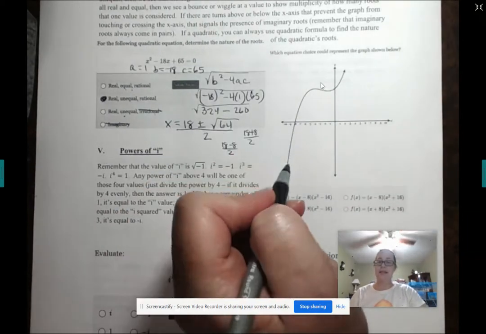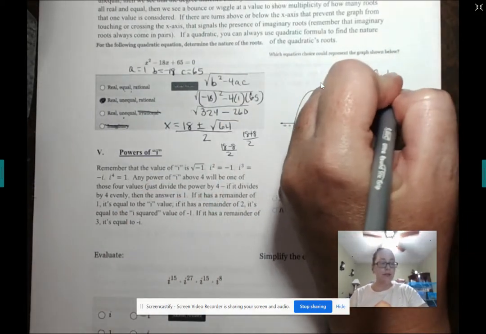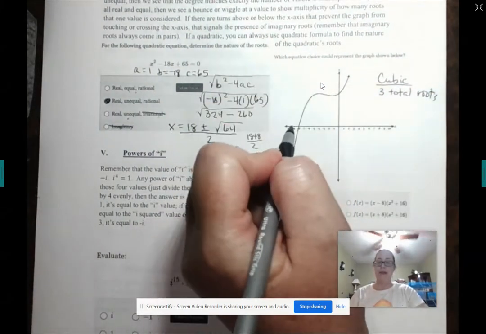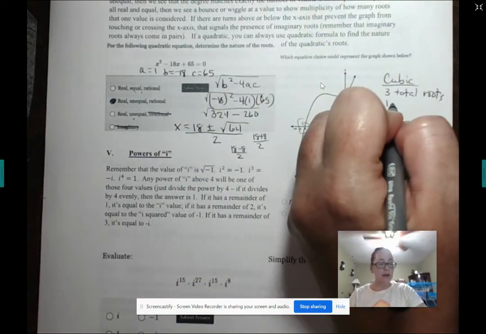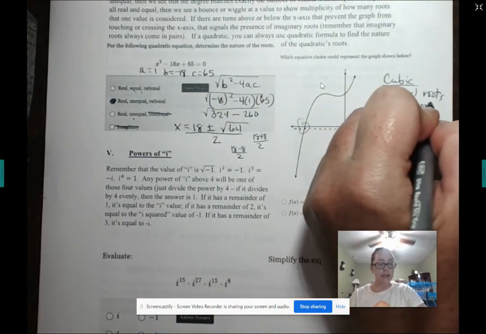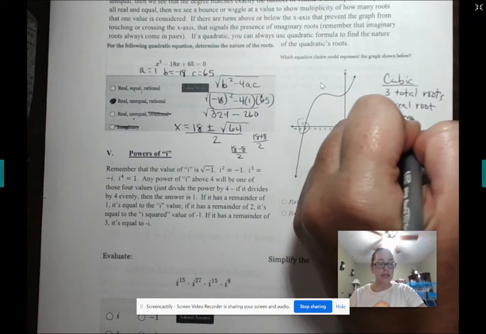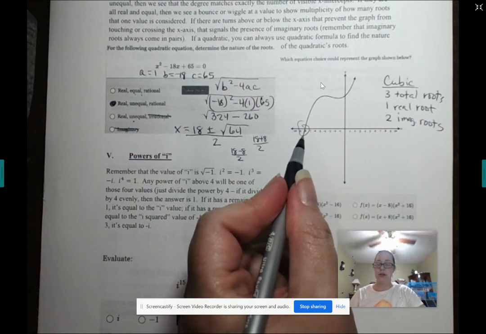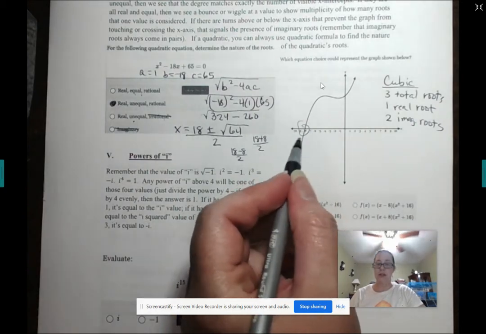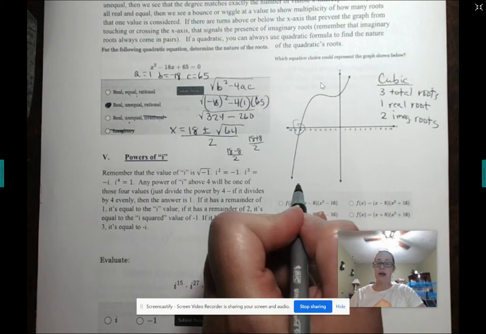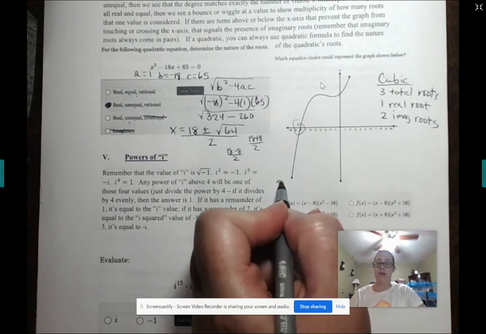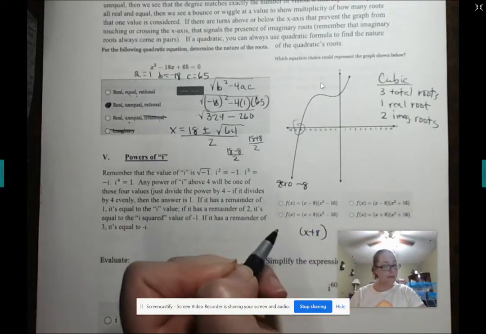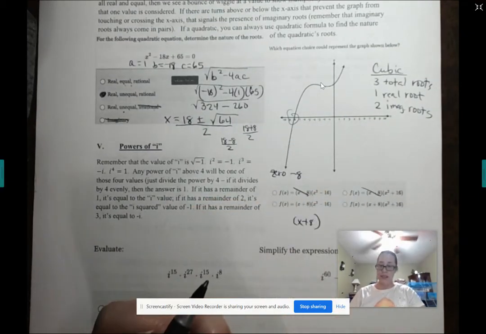If we look at this, this is a cubic. A cubic has 3 total roots. But if you look at this graph, I only see one real root. So that means there are 2 imaginary roots. Okay, so I need to find an equation that has a factor that shows it crosses through negative 8. Remember, if the 0 or the root is negative, then the factor is going to be positive. So I don't want to choose this and I don't want to choose this.